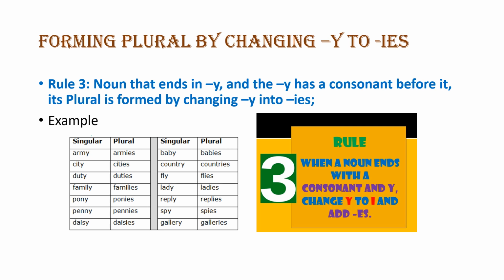You can see in the example army. Army is ending in y and before y we have m. That is a consonant. I am sure that all of you must be knowing the difference between a consonant and a vowel. So here before y we are having m which is a consonant. So we have changed y into i and added es. So you can remember or memorize all the words, and you can note down these words into your rough notebook also.